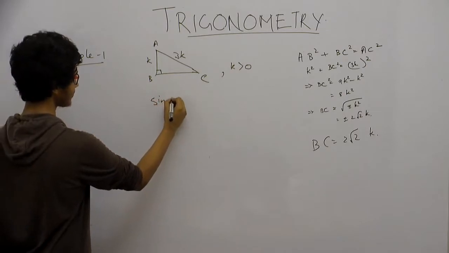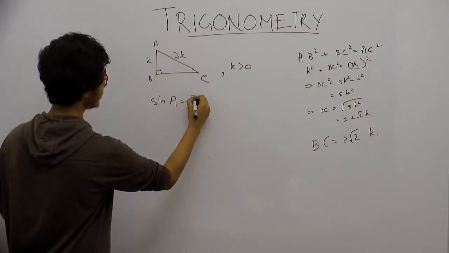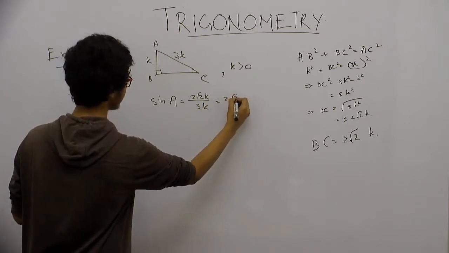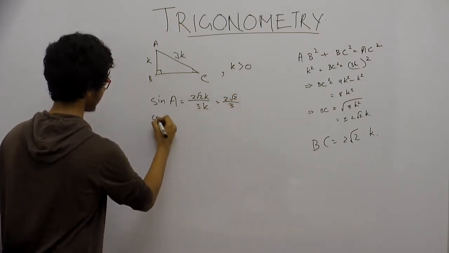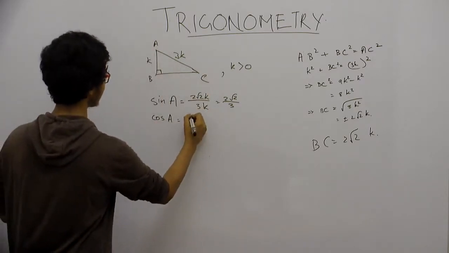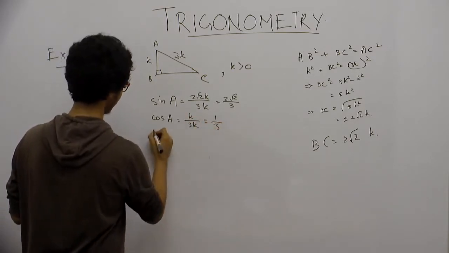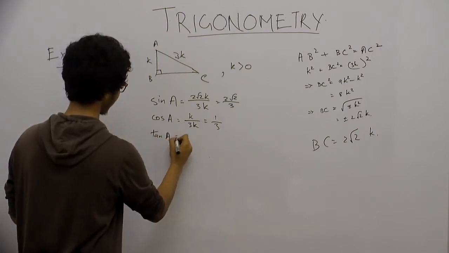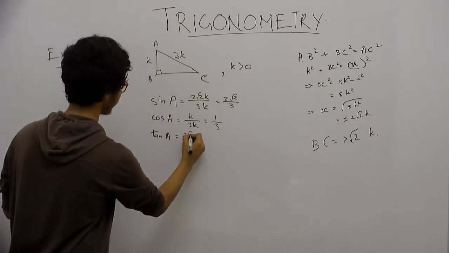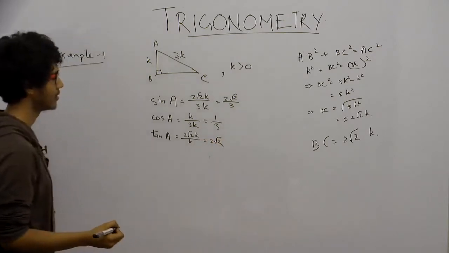Like sin A will be BC by AC, that will be 2 root 2k divided by 3k. This equals 2 root 2 divided by 3. Similarly, cos A will be AB by AC, that is k by 3k, which equals 1 by 3. And tan A will be BC by AB. This is 2 root 2k divided by k, which is equal to 2 root 2.